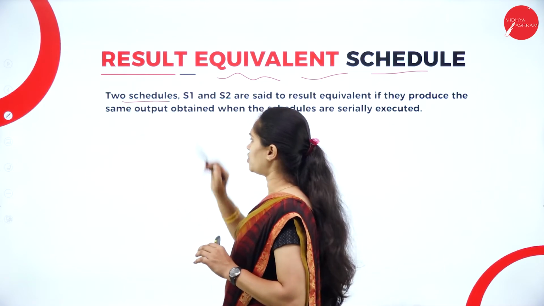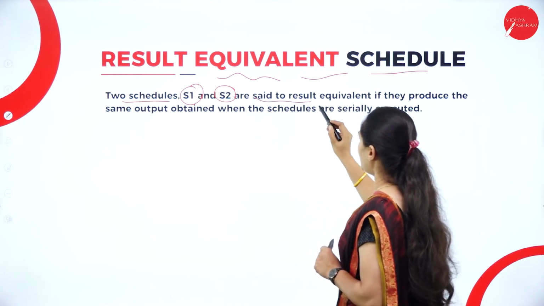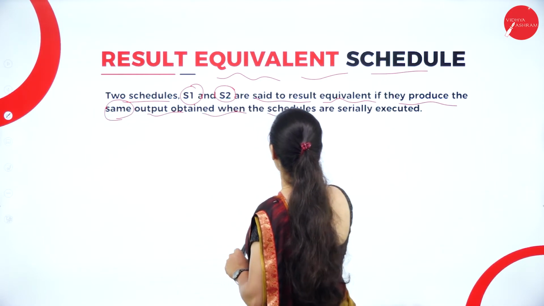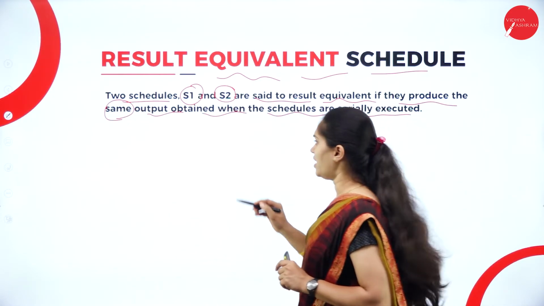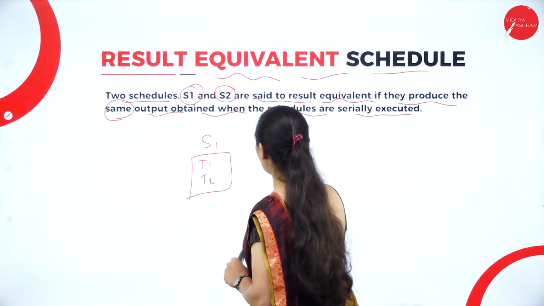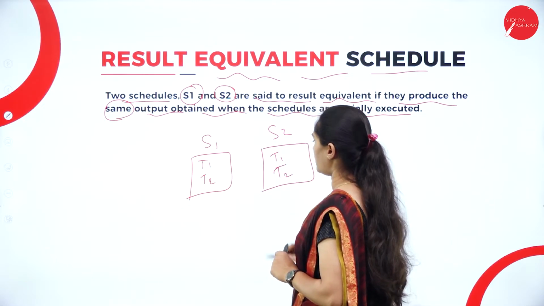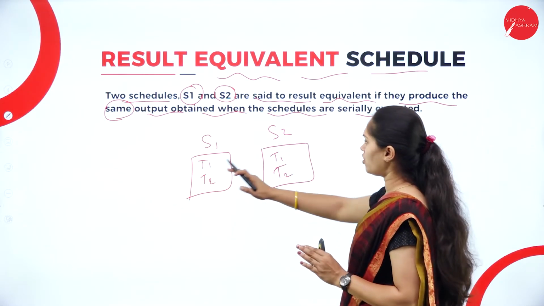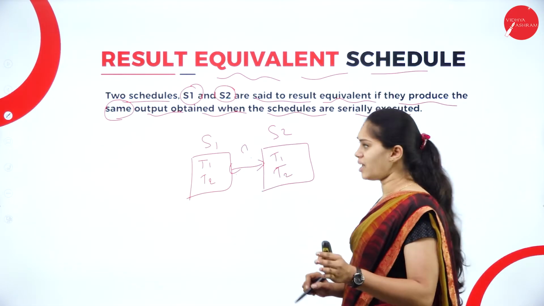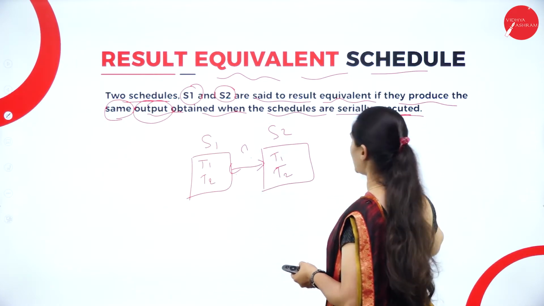Imagine we have two schedules, S1 and S2. They are said to be result equivalent if they produce the same output as when the schedules are serially executed. I have some set of operations in S1, say T1 and T2. Take one more schedule, S2, with the operations T1 and T2. The results of S1 and S2 need to be equivalent in nature, so both must produce the same output when executed serially.